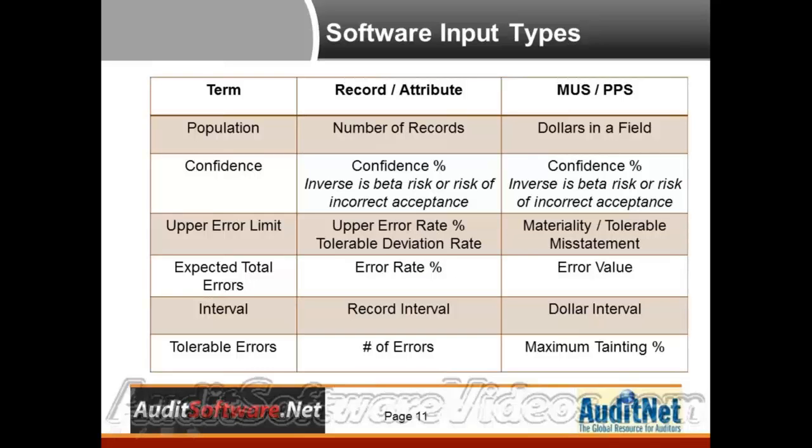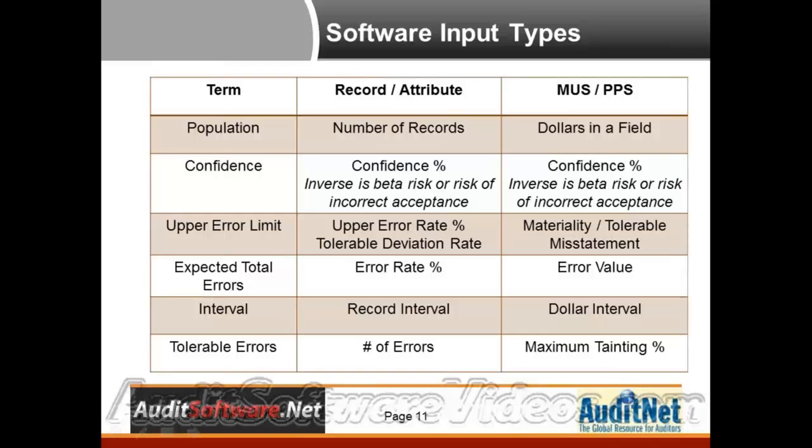Then the expected total errors would either be an error rate or an error value. So what you're also saying is that the error could be in there: I expect at least 1% to be in there, but I do not expect more than 30. So it's a low and a high of what you're expecting in the data. Then there's an interval that's going to be calculated, which is either a random interval, or a fixed interval that is set.